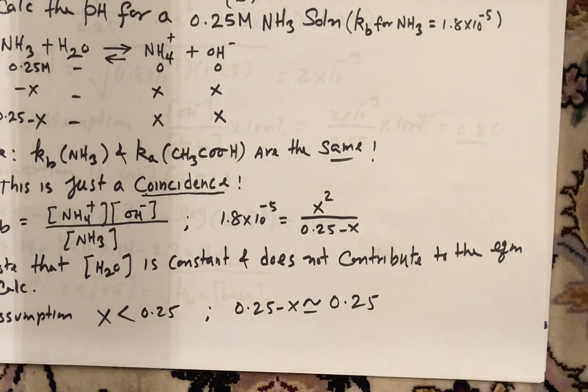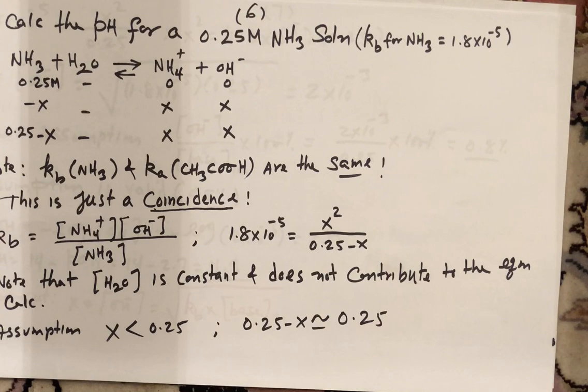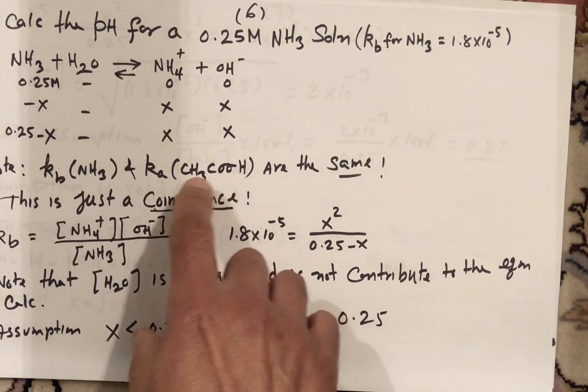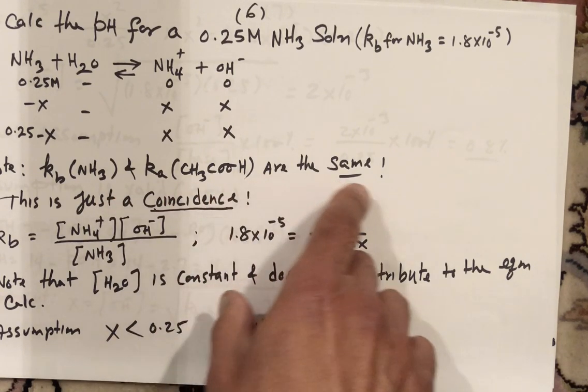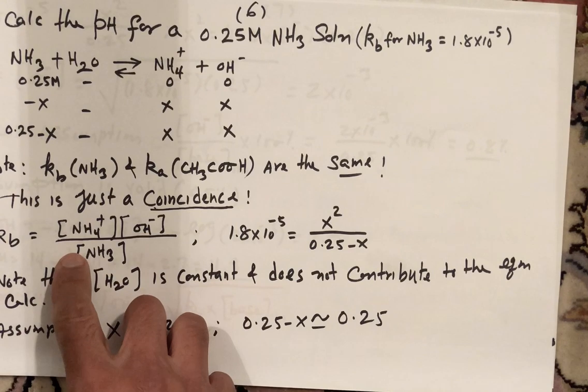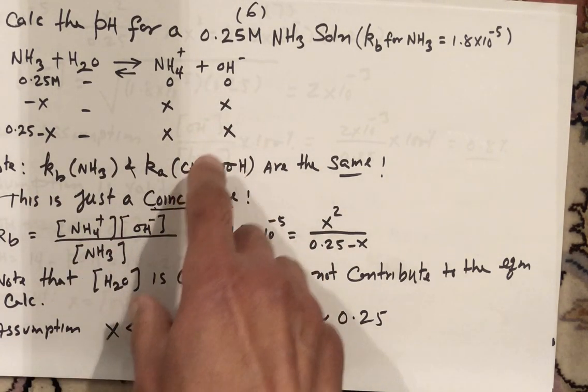As a matter of fact, the concentration of water is 55.5 molar, and it's a constant, so therefore we just basically ignore it, okay? Now, I've also indicated here again that the Kb for NH3 and the Ka for acetic acid are the same, it's just a pure coincidence.